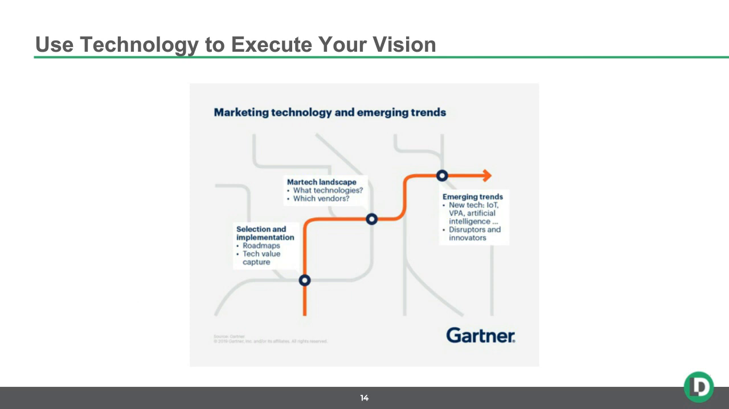So here's another chart that I love from Gartner, and they talk about using technology to execute your vision. Marketing technology should be used to do your day-to-day job, but you've also got to think about the future. You've got to be thinking about, are there emerging trends you want to capitalize on? Is there a new market that you want to get into or a new industry that you want to penetrate? And so Gartner gives some really good guidance on how to use technology for both day-to-day as well as future-looking.